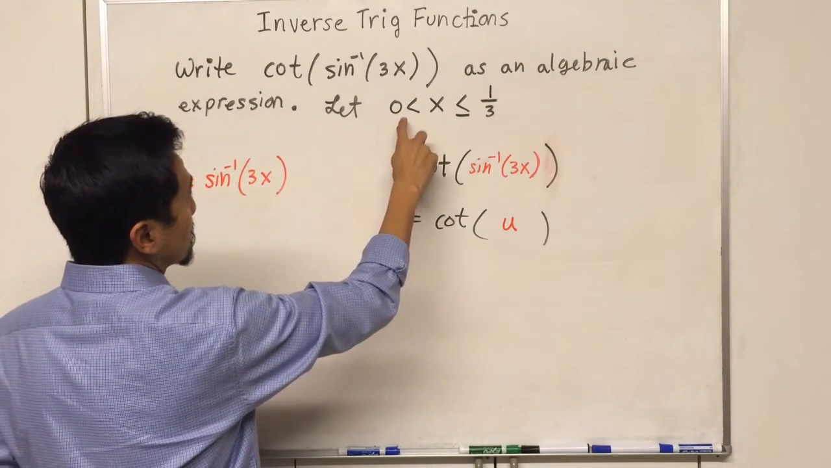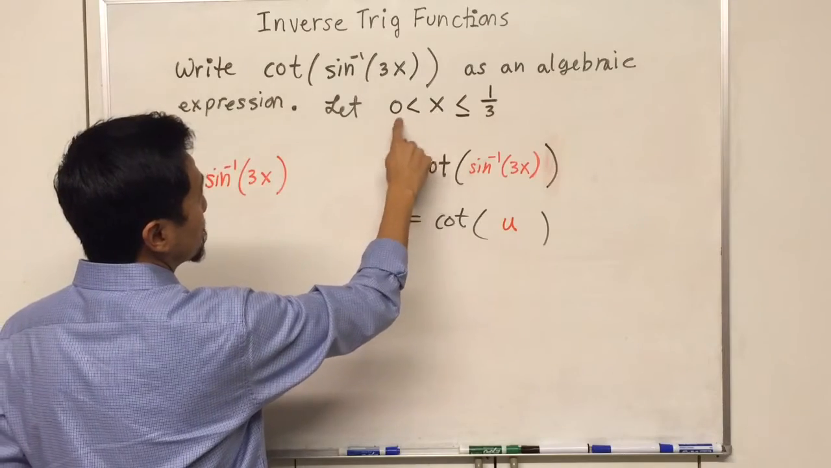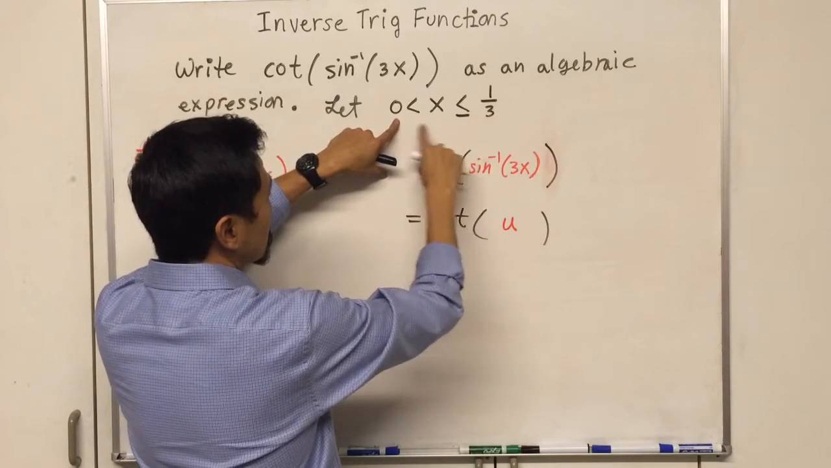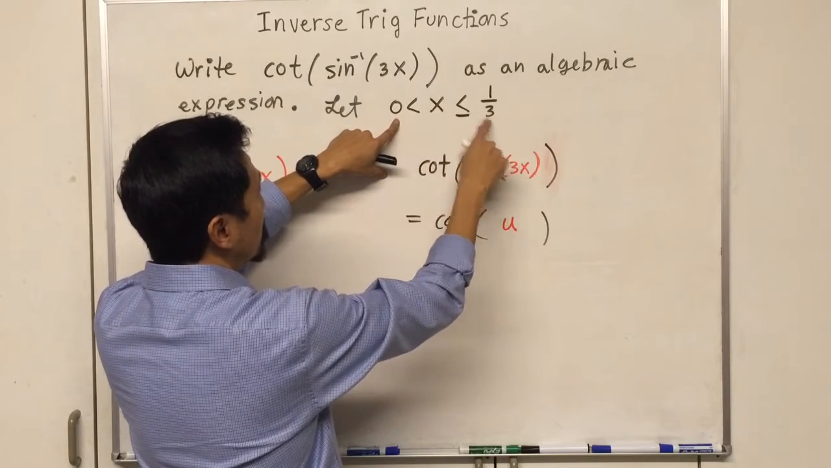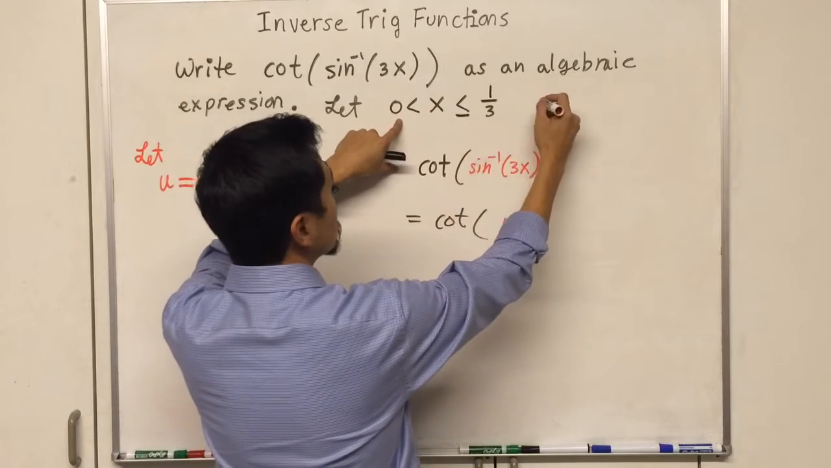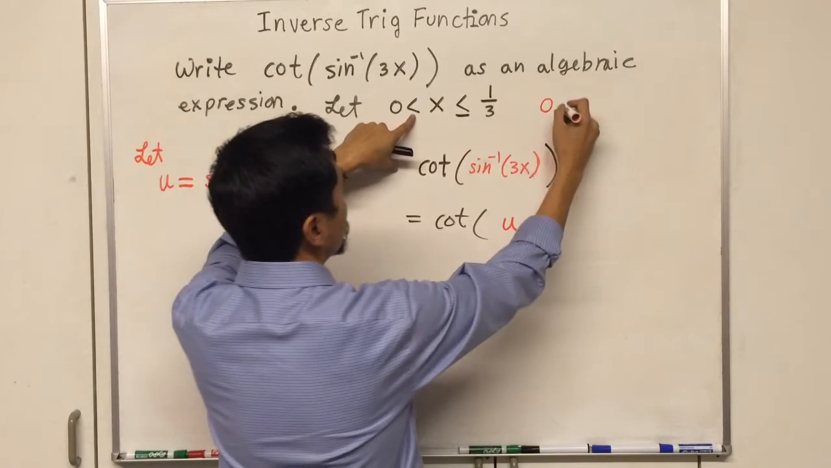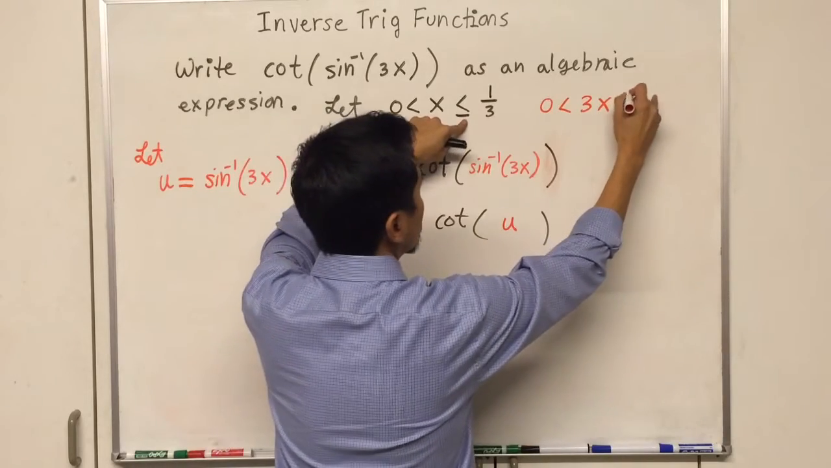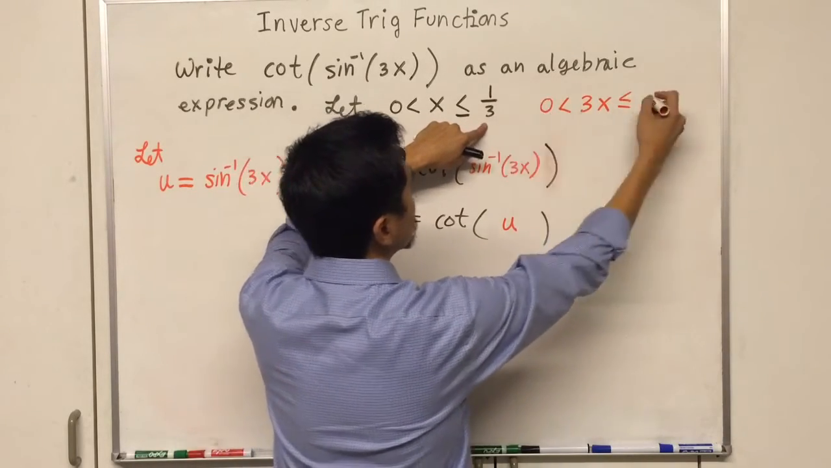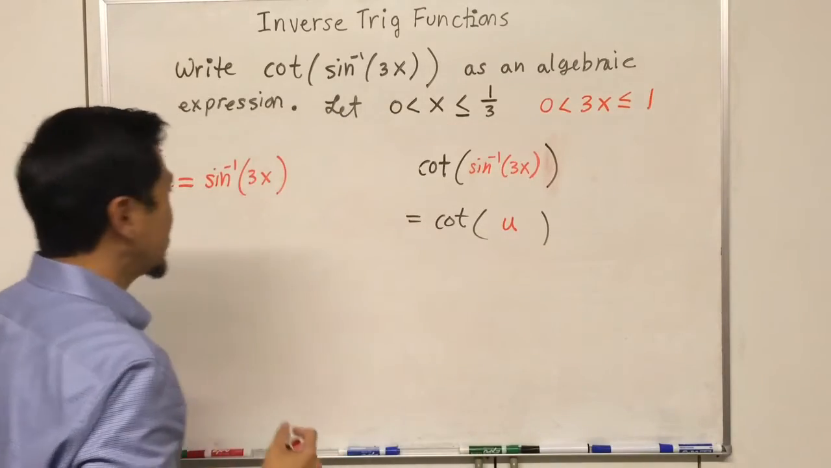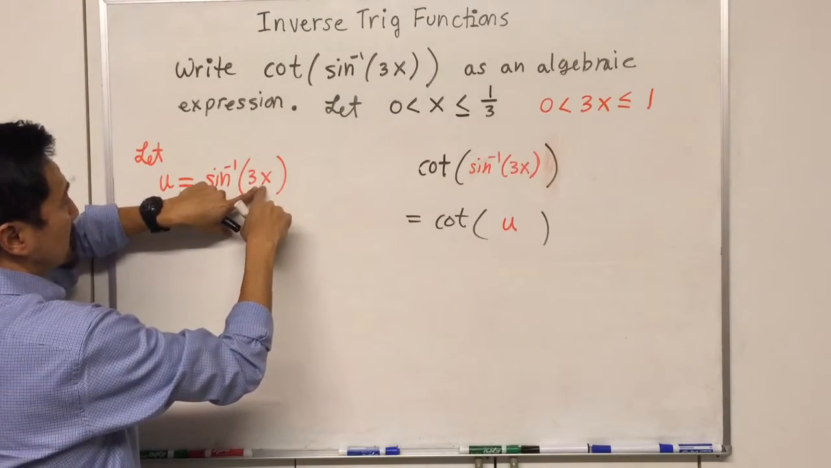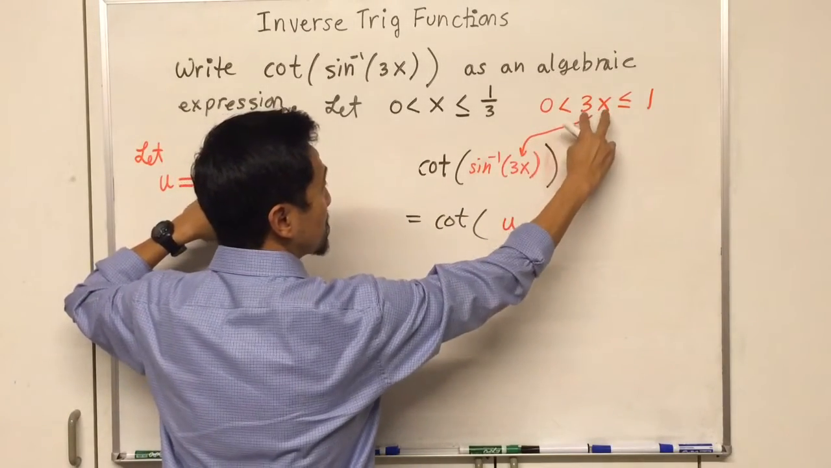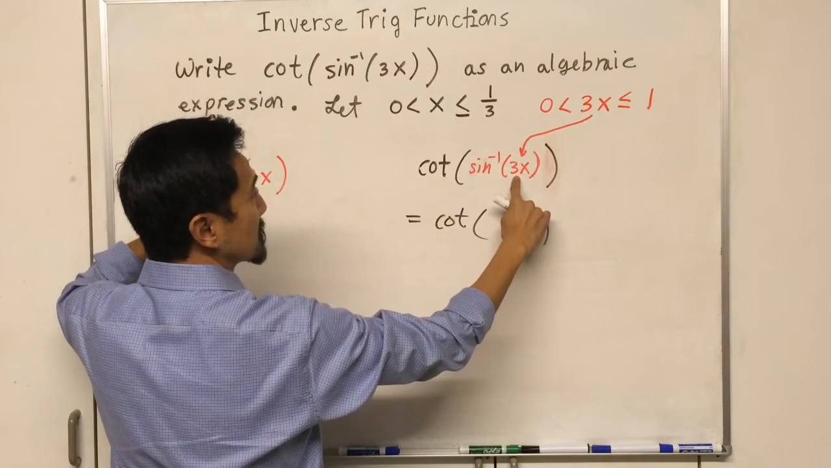If you notice, I've got x between 0 and 1/3. If I took this entire inequality and multiplied everything by 3, 0 times 3 would give me 0, x times 3 would give me 3x, and 1/3 times 3 would give me 1. So now I know that this 3x is the same 3x that lies here in my inverse sine function.